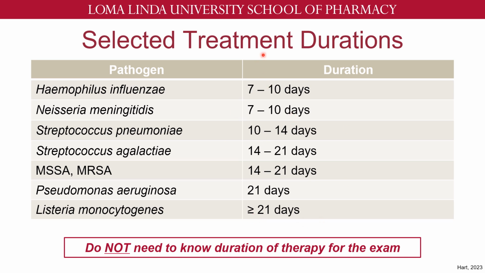These durations are general recommendations. You'll generally have an ID specialist on board with any CNS infections in the hospital, and they will determine based on the patient's clinical presentation, like whether they are improving, and may have different durations in mind. And of course, newer data may change this as well. But for the purposes of this lecture, I am not expecting you to know the duration of therapy for the exam. So I won't ask you, for example, how long do you treat Streptococcus pneumoniae CNS infections? You won't need to know that you have to treat it for 10 to 14 days.